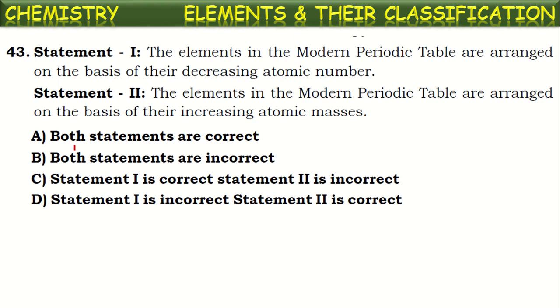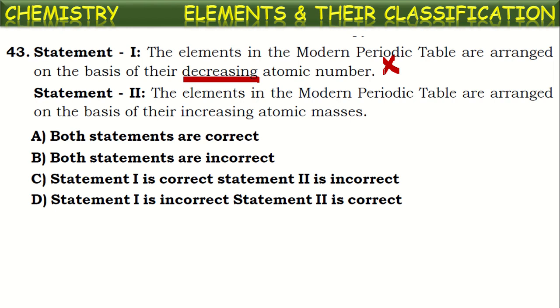So the statement 1. The elements in the modern periodic table are arranged on the basis of their decreasing atomic numbers. Is it true? No. In the modern periodic table, elements are arranged in the increasing order of their atomic numbers but not decreasing order. Right? What is statement 2 given?